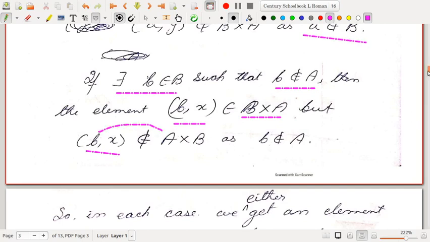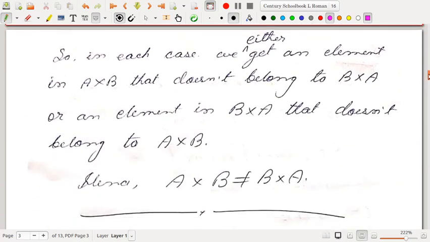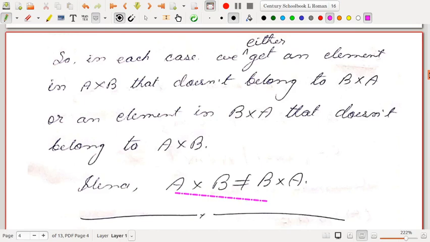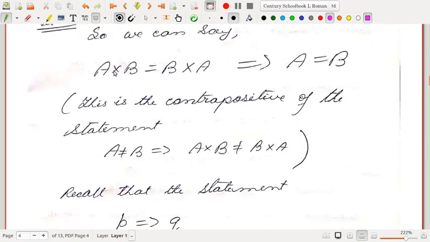Okay. So in both cases, we either get an element in A cross B that doesn't belong to B cross A, or we get an element in B cross A that doesn't belong to A cross B. So we can say that A cross B and B cross A are different. Okay. So note that we can also say A cross B equal to B cross A implies A equal to B.